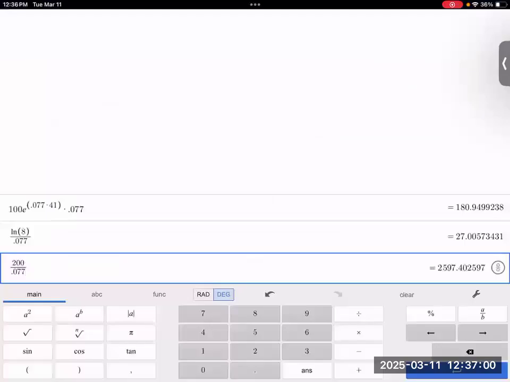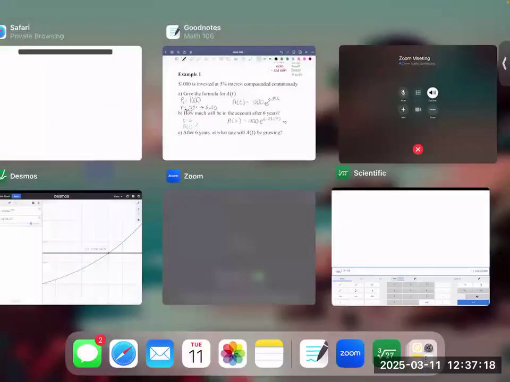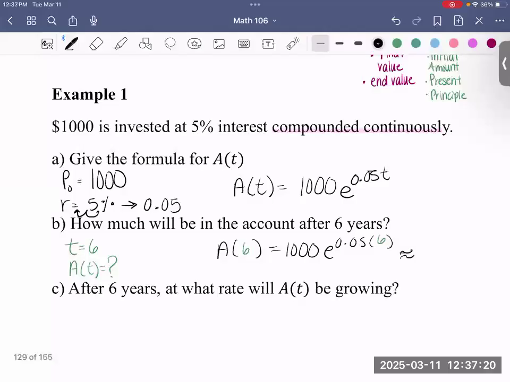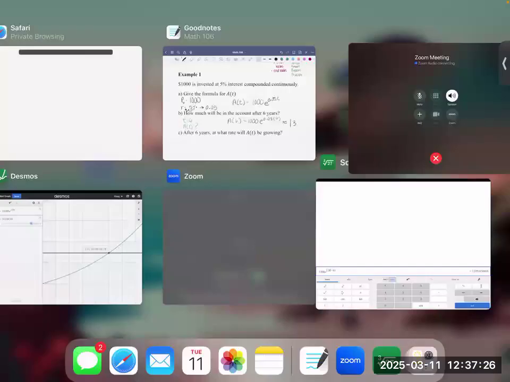So let's go over here. I'm just going to clear everything out. So you have $1,000 times e raised to the 0.05, I believe, yep, 0.05 times your 6 years. So we have about $1,349.86.